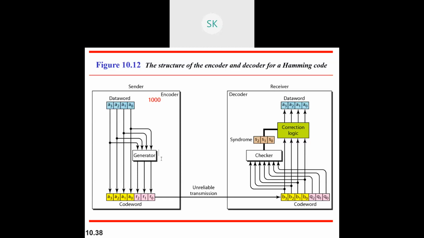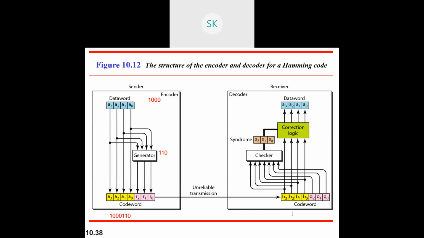So with respect to this, what happens? Now your particular value will be 110. If you combine those two, that is the data word as well as the generated 3-bit word, then it will have the value 1000 followed by 110. So this will be the code word, and it will be transferred over the unreliable transmission to the other party, the receiver.